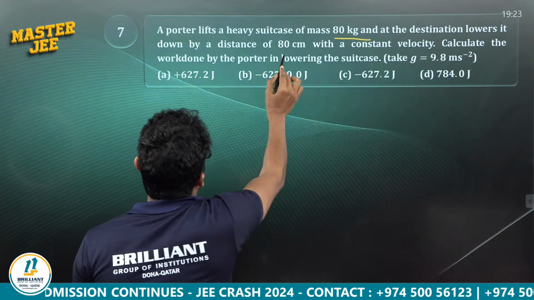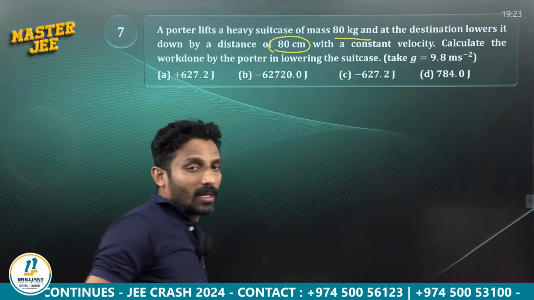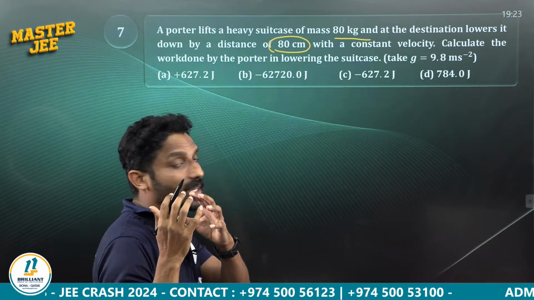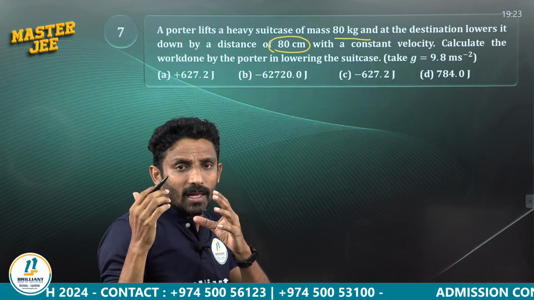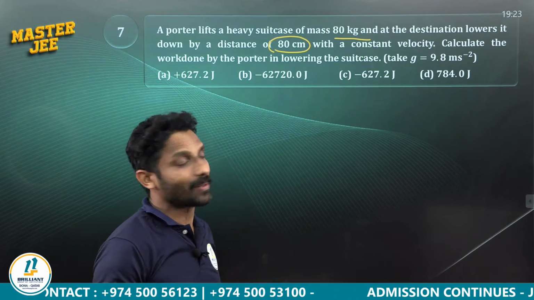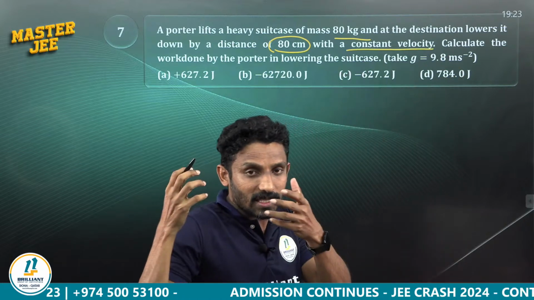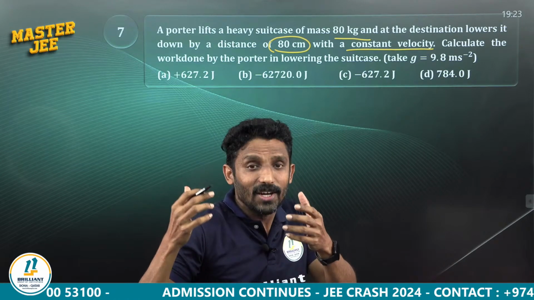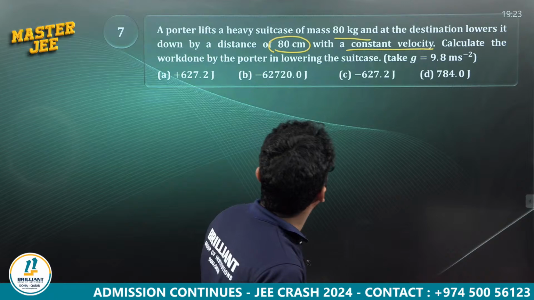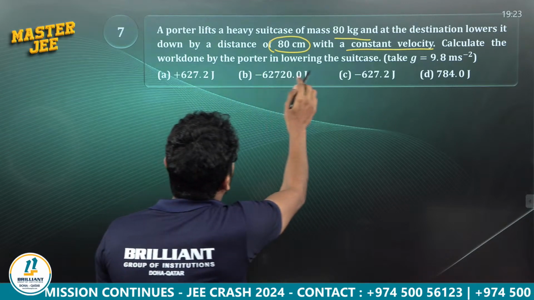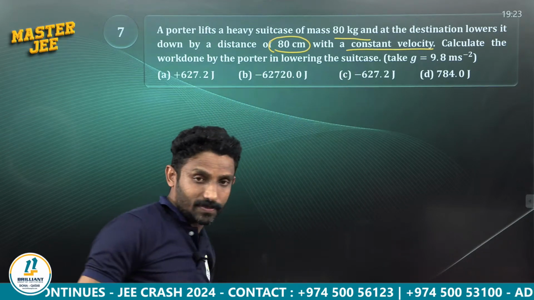Now, question 7. A porter lifts a heavy suitcase of mass 80 kg and, at the destination, lowers it down by a distance of 80 centimeter. He is lowering the suitcase with a constant velocity. Calculate the work done by the porter in lowering the suitcase.